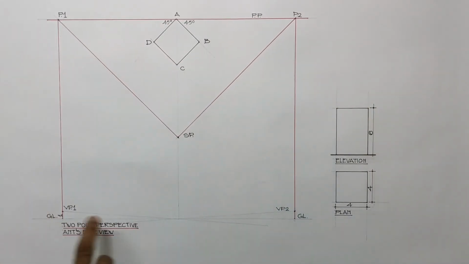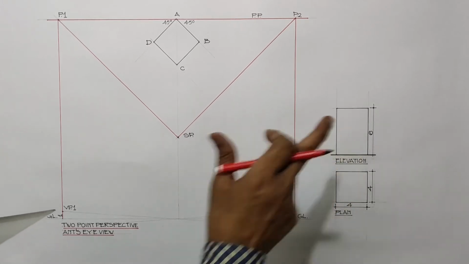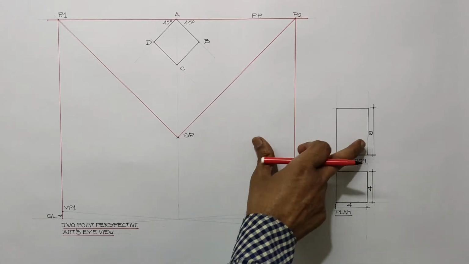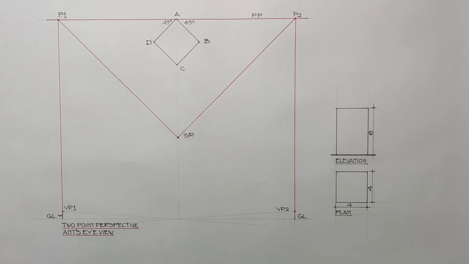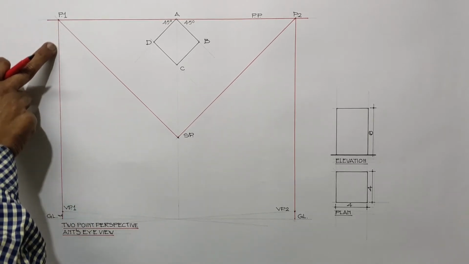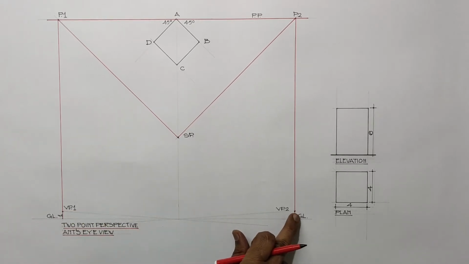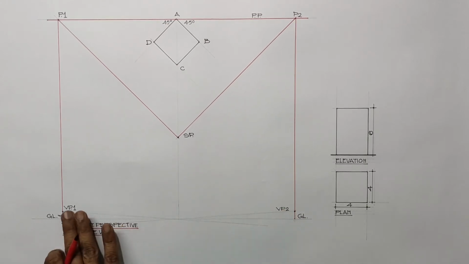Here from GL, since we want the ant's eye view, the height is given as 6 units. So I will take the vanishing point eye level nearer to the ground. So I am taking 1 unit from GL as the eye level. That becomes our vanishing point 1, which is on P1. Straight to that we have vanishing point 2 on the right hand side. That is again 1 unit from GL.